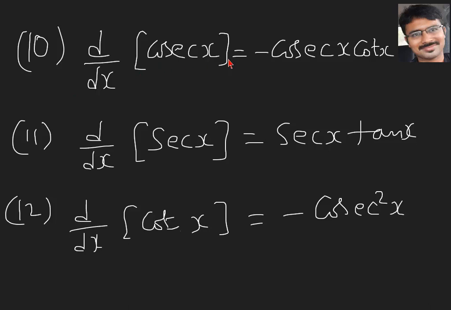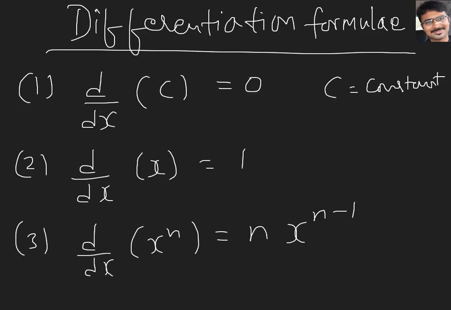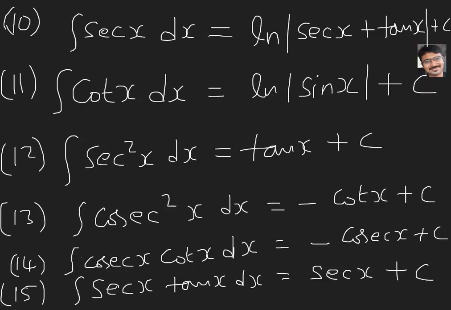Now d by dx of cosecant x is minus cosecant x cot x. d by dx of secant x is secant x tan x. d by dx of cot x is minus cosecant square x. If you take integral cosecant square x dx, it is minus cot x. Where did you get that, sir? Observe here, integral cosecant square x dx is minus cot x.